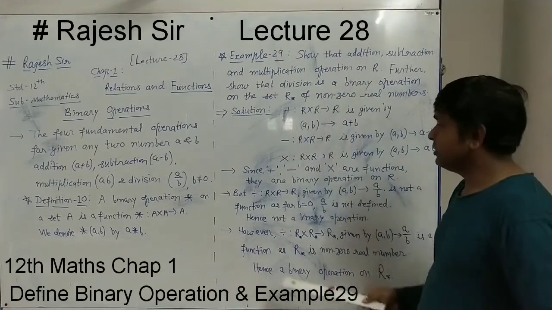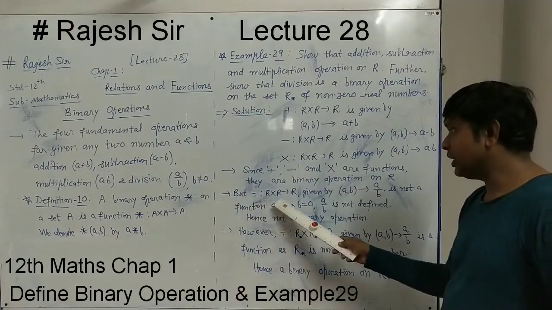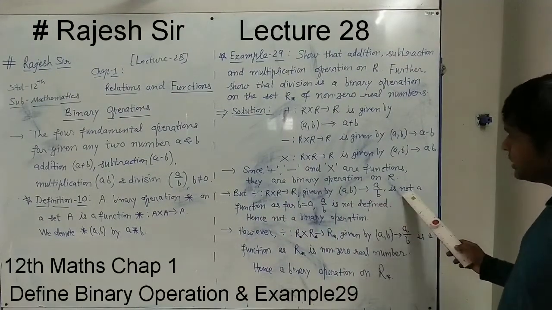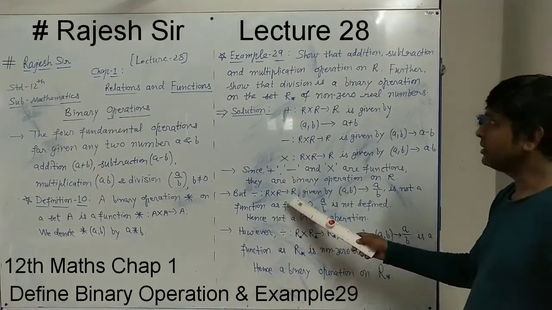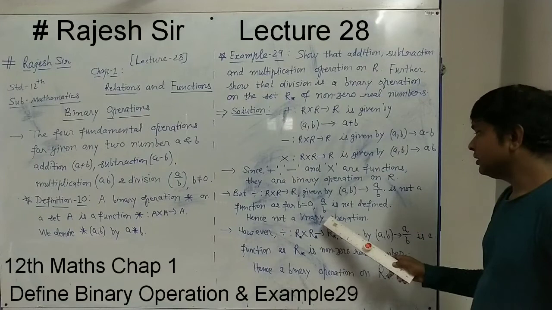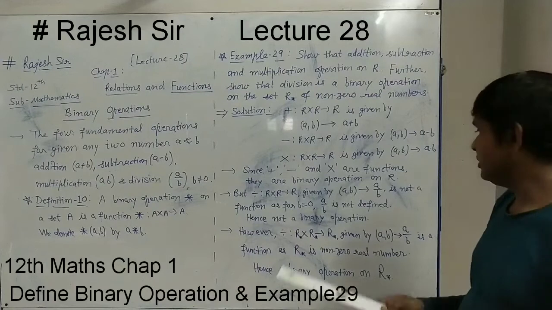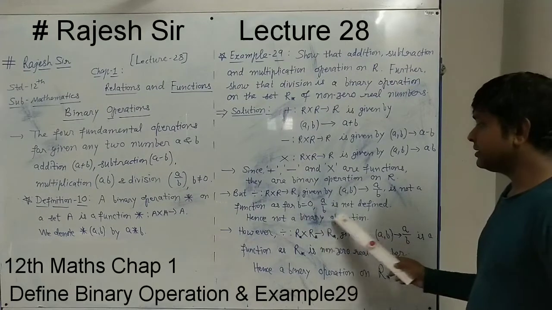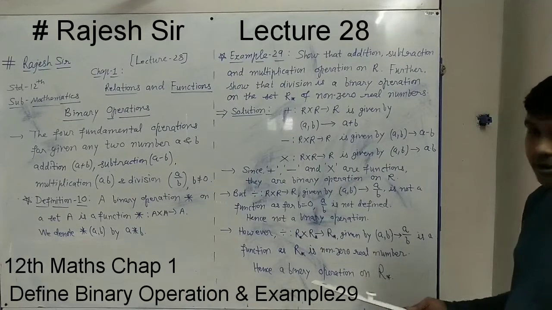Now what about division? Division is from R cross R to R, given by a upon b. Is it a function? It is not a function. Why? Because for b equal to 0 in R, 0 will also be there, and a upon 0 is not defined. So a upon b is not defined for b equal to 0. Hence, it's not a function and it's not a binary operation.